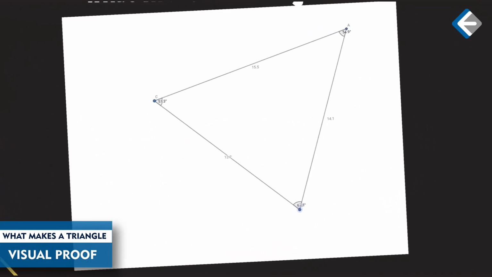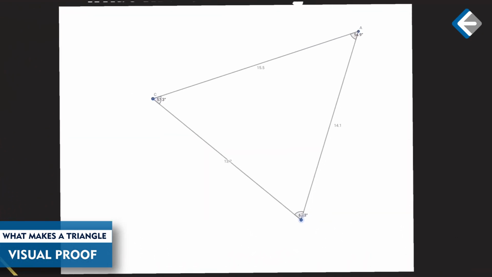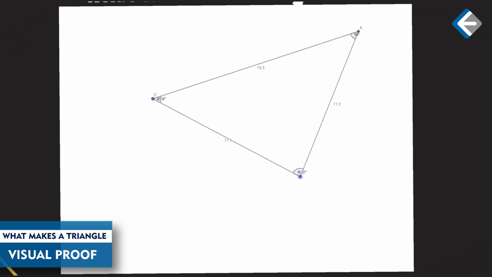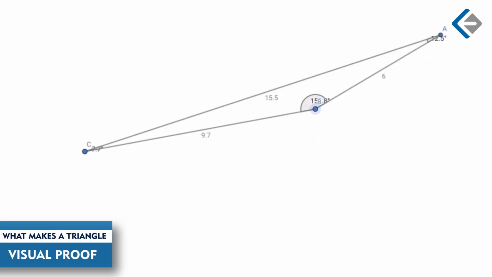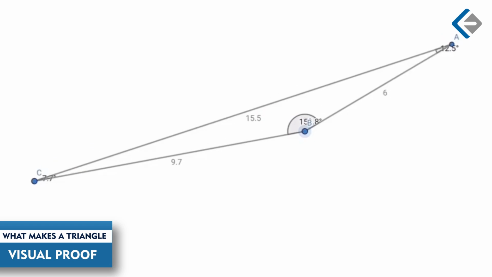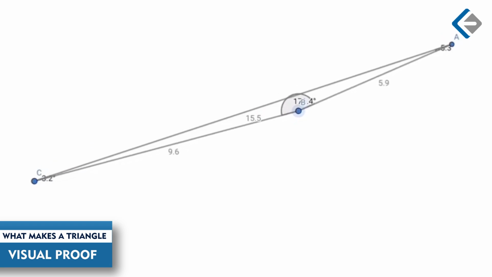Next property, what makes a triangle? The sum of the two sides has to be greater than the third side. So I say in this case my third side is 15.5 and the other two sides are 11.7 and 10.7. If I add the two sides, 10.1 and 7.1, 17 is greater than 15.5, yes, it is making a triangle. Two sides 9.7 and 6, yes, it is greater than 15.5, making a triangle. Two sides 9.6 and 5.9, yes, it is greater than 15.5, making a triangle.